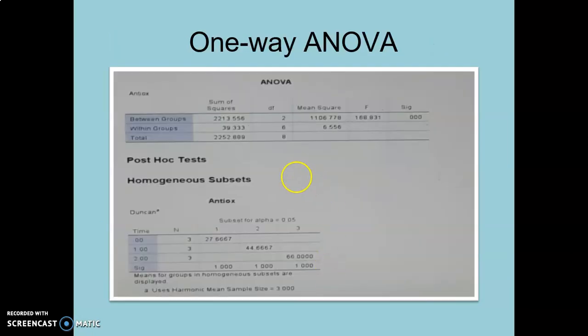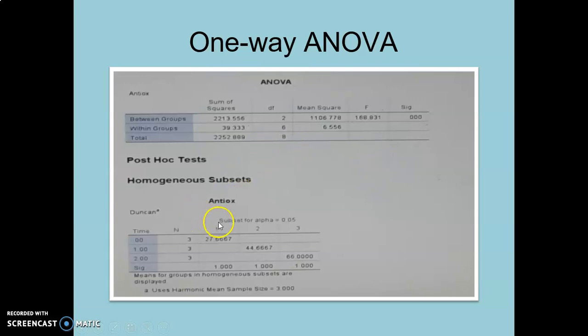Okay, so this is an example of a one-way ANOVA output. This is using SPSS. In this case, we can see that the probability is very, very low, meaning that it is lesser than 0.05. If we take our confidence interval as 95%, then this is less than 0.05 over here. So it is significantly different.